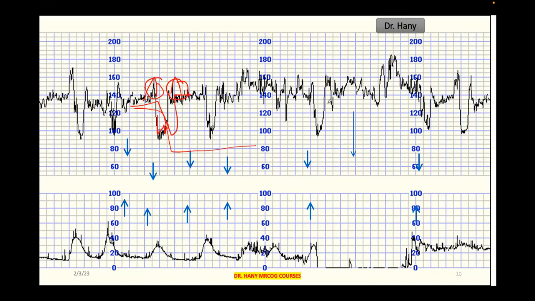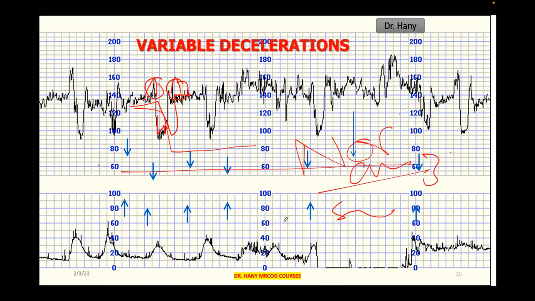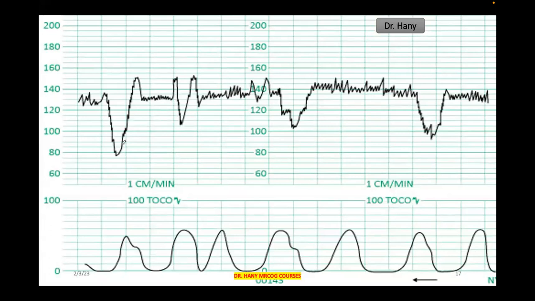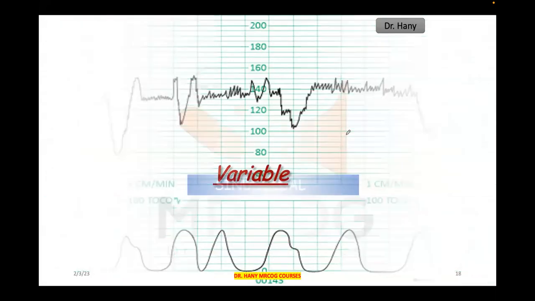I will count whether there is any concerning feature or variable decelerations without any concern for 30 minutes. This is 20 minutes, so until now this CTG is normal. It should exceed 30 minutes to be suspicious. Variable decelerations should last 30 minutes with no concerning characters. Again, these are variable decelerations with no concerning features: there is deceleration, shouldering, acceleration, and contractions are 4 or 5 in 10 minutes. Until now it is 20 minutes, so it is a normal CTG.